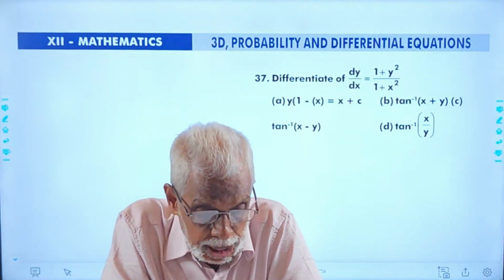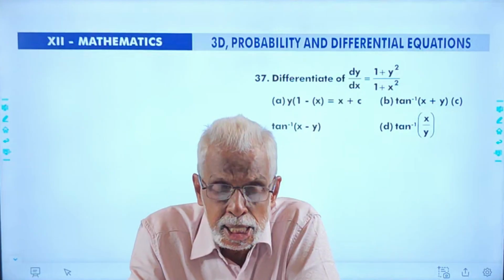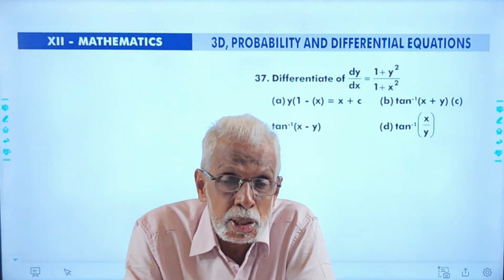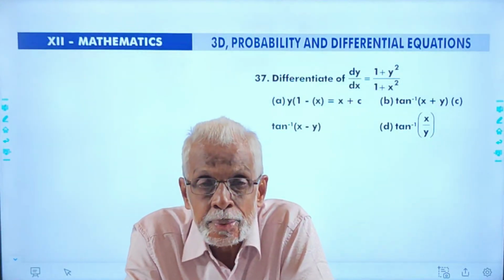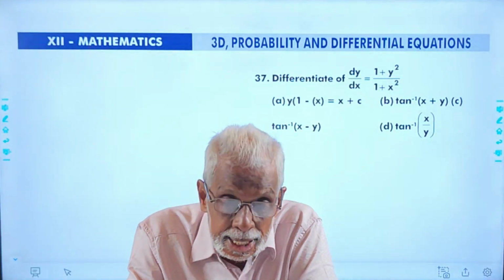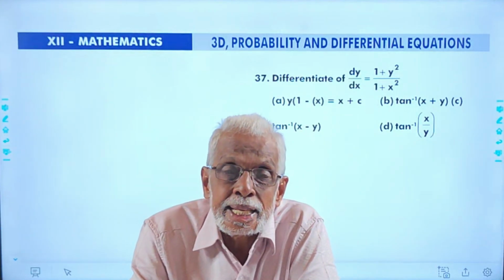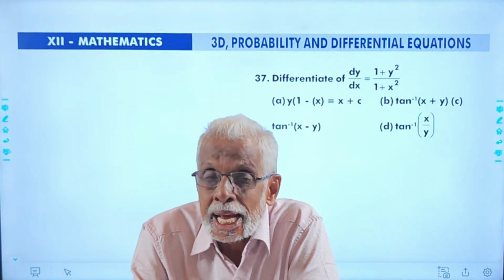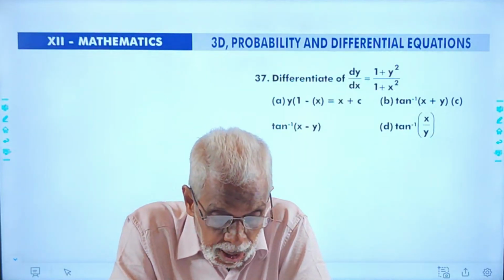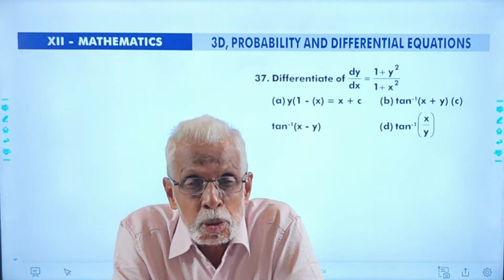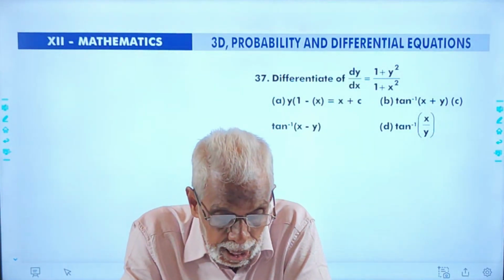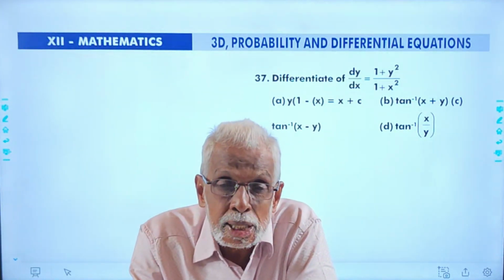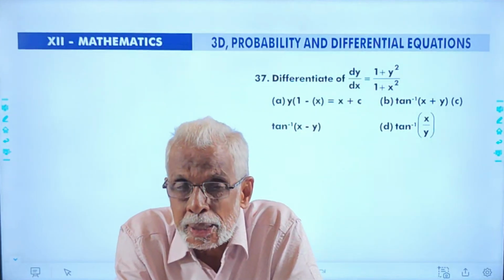The 37th question. dy by dx is equal to 1 plus y square by 1 plus x square. We can write dy by 1 plus y square is equal to dx by 1 plus x square. Integrating, we get integral dy by 1 plus y square is equal to integral dx by 1 plus x square. You know, integral dx by 1 plus x square is tan inverse x. Therefore, integral dy by 1 plus y square is equal to tan inverse y, and integral dx by 1 plus x square is equal to tan inverse x. Therefore, tan inverse y is equal to tan inverse x plus tan inverse c.